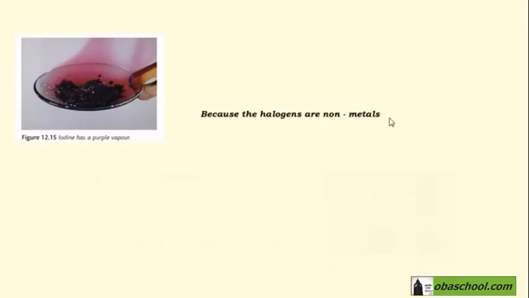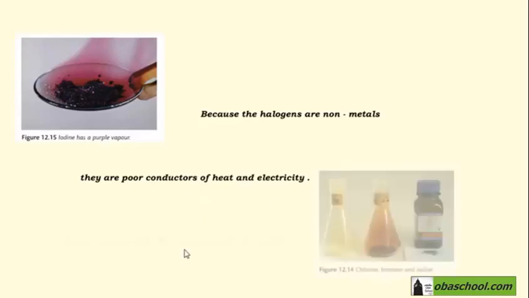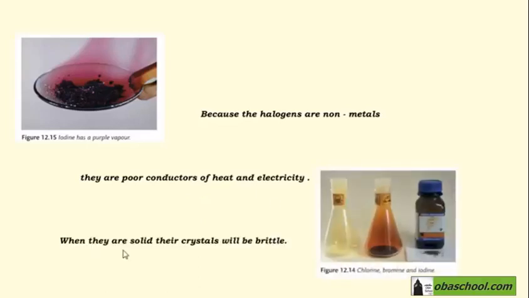Because halogens are non-metals, they are poor conductors of heat and electricity. Usually metals are good conductors, but because halogens are non-metals, they are poor conductors of heat and electricity. When they are solid, their crystals will be brittle. So when they are solid, they have a shine.